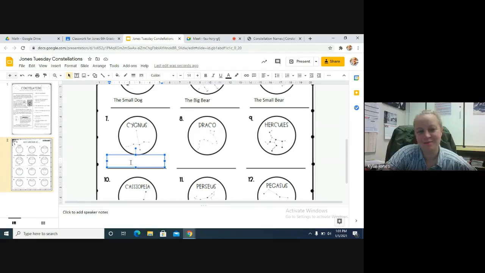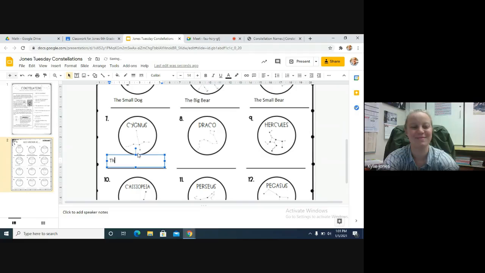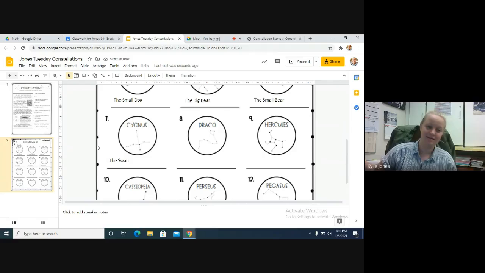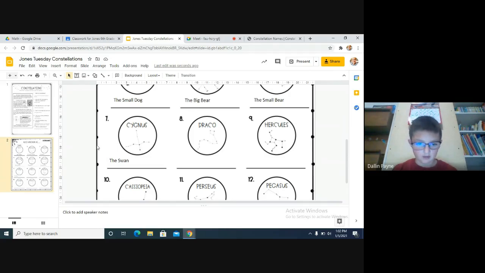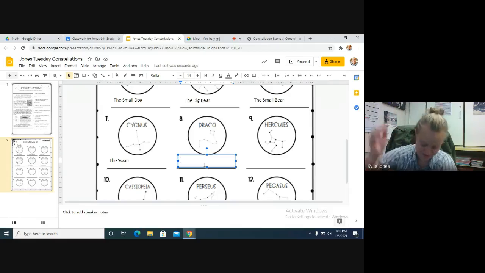Okay. Number seven, Cygnus. What did you guys get for that one? The swan. Do we see a swan in that? Yes, I kind of do. It's got wings. You can see the wings and everything, but I don't see how that looks like a swan. Yeah, I can see it a little bit. Probably brought in some weirdo and just started naming all these things. Maybe.